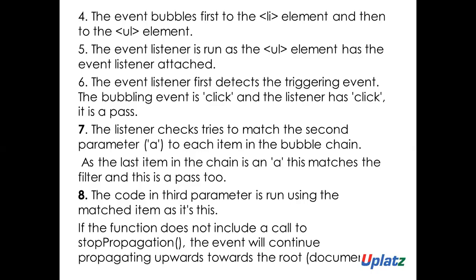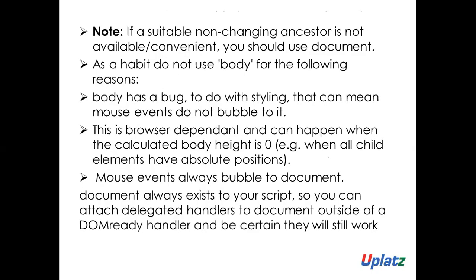If the function does not include a call to stop propagation, the event will continue propagating towards the root document. One thing you need to note: if a non-changing ancestor is not available, you should use document.